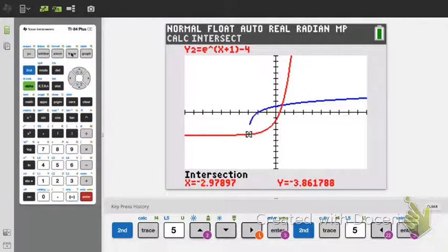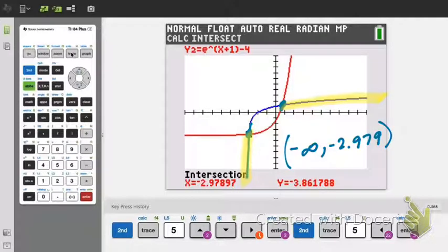So even though it doesn't show up on my calculator, I do know, or I should know, that it continues and it hits a point there. So if I want to figure out the interval, because it is a less than, I would say -infinity to -2.979 union 0.668 to positive infinity.